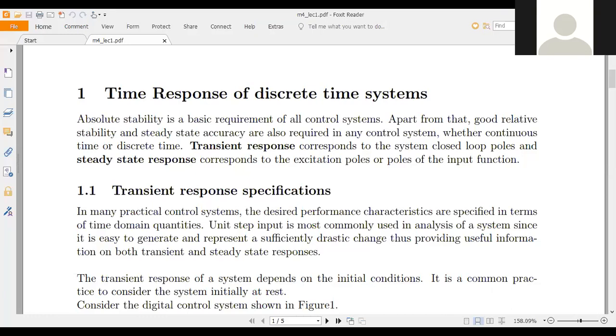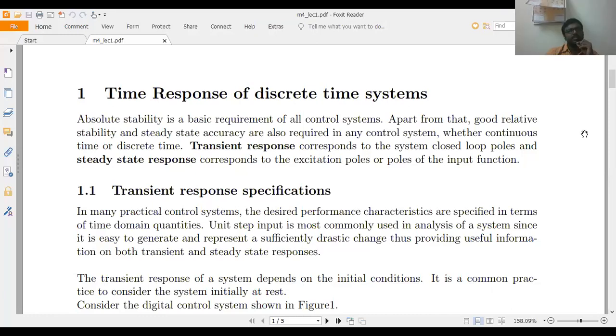This is the PDF file. Hope you are familiar with this one. The first topic we are going to discuss is the transient response and steady state response specifications.